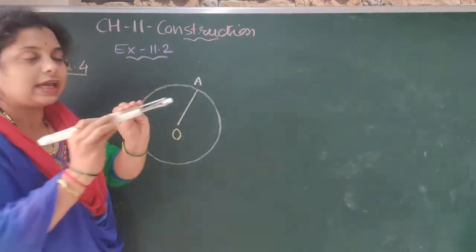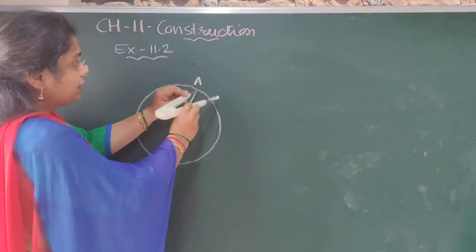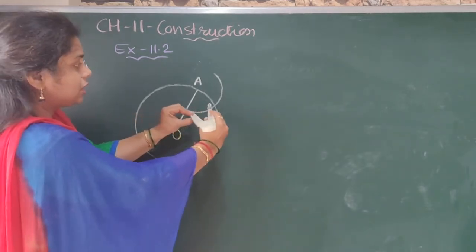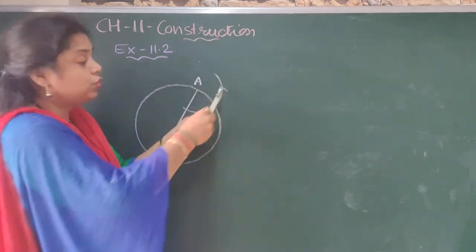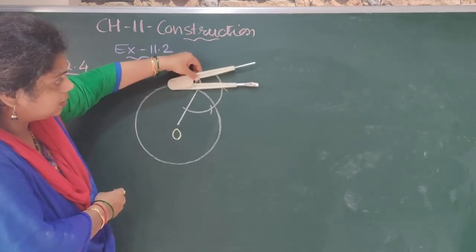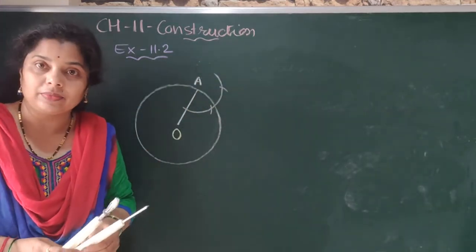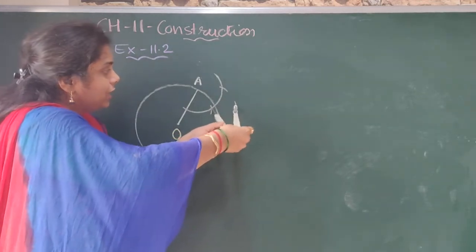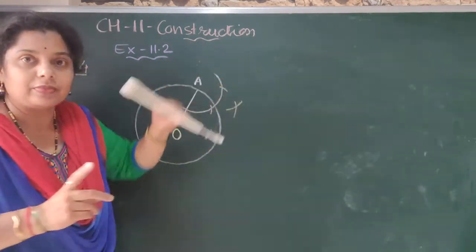First of all, take any arbitrary radius and draw an arc like this. From inside, the first arc gives you angle 60, the second arc gives you 120. If you join A and this arc, this is 120, this is 60. But we need 90. Without changing the radius, if we want 90, we have to take exactly half of 60 and 90. Is it clear?